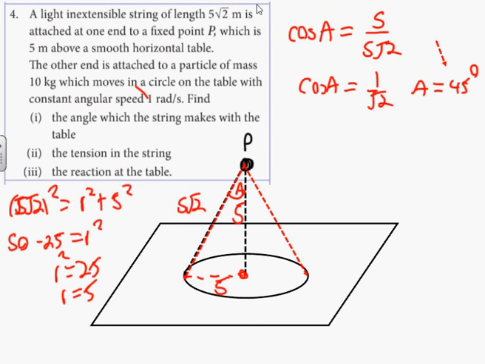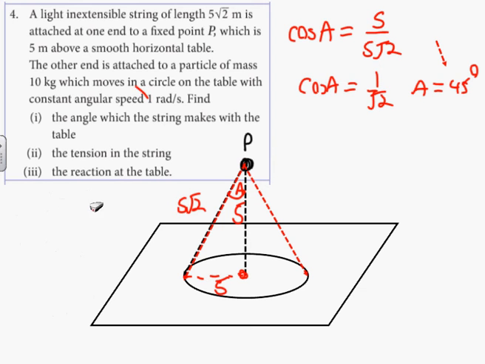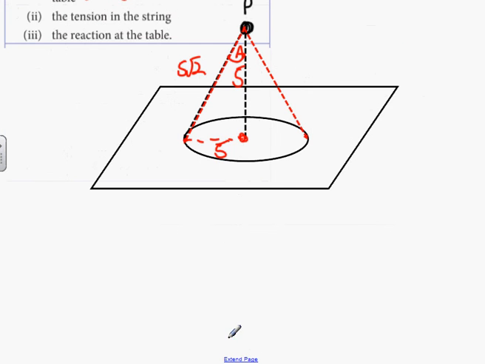Okay. Now that's done. Find the angle at which the string makes with the table is part 1. And we found that out to be 45 degrees. So the answer to part 1 is 45 degrees. Okay. Now we want to find the tension in the string, right? Tension in the string. So there's 2 ways of doing this. In all these questions, there's 2 steps. F up equals F down.